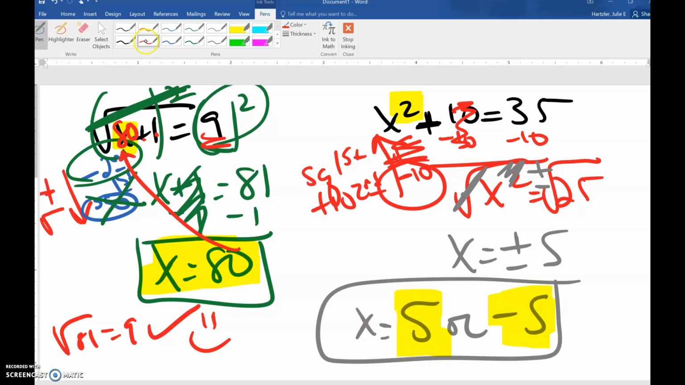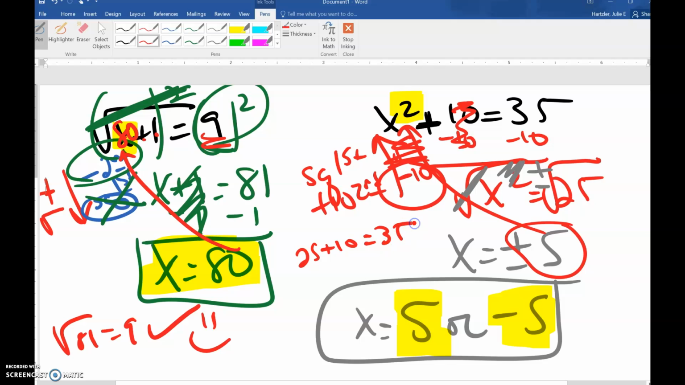Okay, I'm going to check my answers. So 5. If I shove 5 in there, what do I get? 5 squared is 25, plus 10 is 35. That's awesome. But I also have to check my negative 5. So a negative 5 times a negative 5 is still 25. Add the 10, I still get 35. So both answers do work. And again, if you have an exponent, you should expect 2 answers.